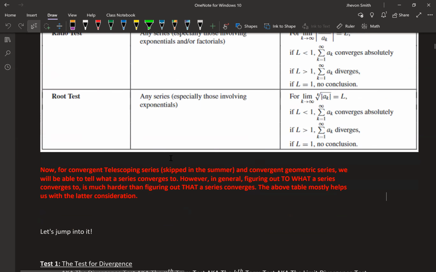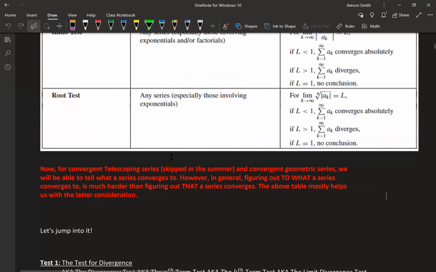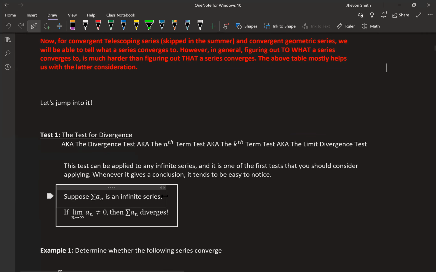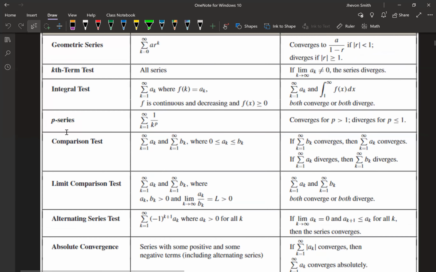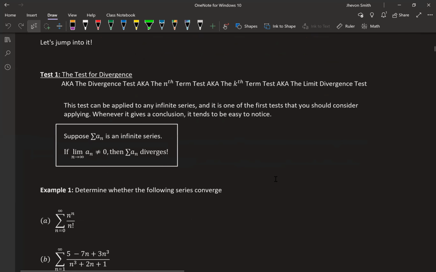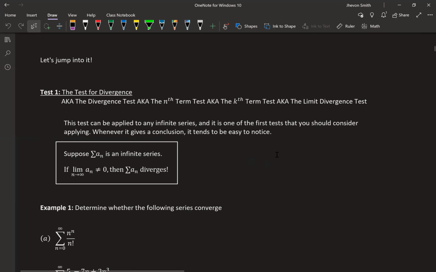Okay, all right, so let's actually just jump in. I'm going to do the test for divergence first. It's actually the second row, but I think that's a nice place to start. One reason why I like starting here is because this is the most basic. It's almost like integration by substitution. It's going to be one of the first things you look for when you look at a series to tell whether it converges. Okay, so this is called the test for divergence.